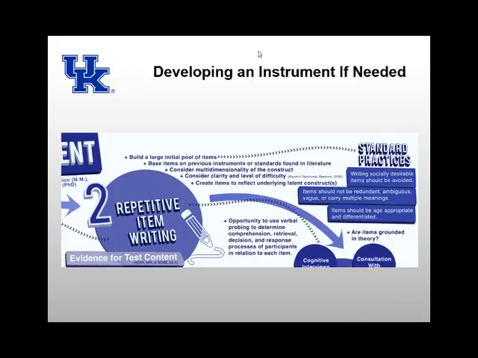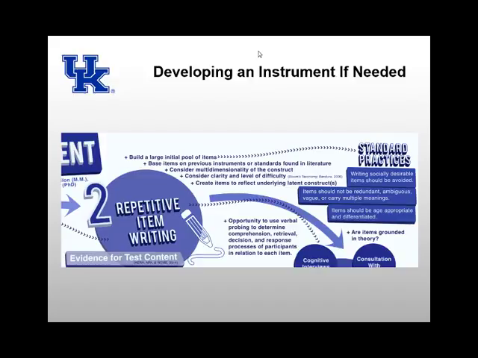The next part is this repetitive item writing. So now that I've really reviewed literature, I feel like I have a firm understanding of what my construct is. I can go through this process of repetitive item writing. So starting with that large pool of items, thinking about the multidimensionality of the construct. Is this one thing? Am I going to be measuring different subscales? Again, we don't have to make a decision on the factor structure right now, but thinking about the multidimensionality of the construct is important in this stage.